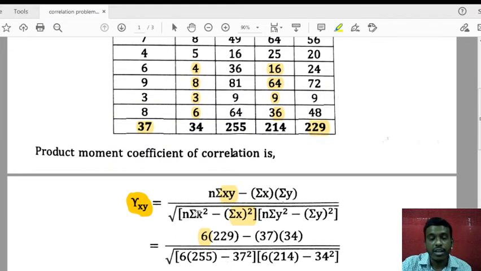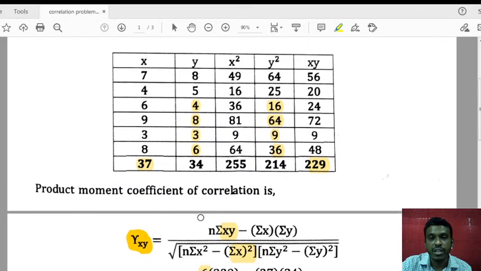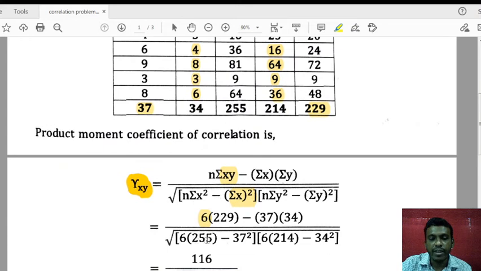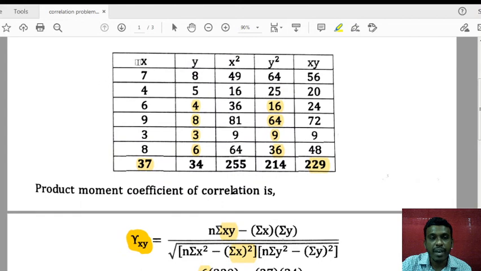Remember this notation: there is a difference between summation x square and summation x the whole square. Sigma x square means the sum of all x square values. So where are the x square values? Here. And the total of all x square values is 255, so we write 255 here. Similarly, for summation x the whole square, we need summation x, that is sigma x. The sum of all x is 37, so 37 square.